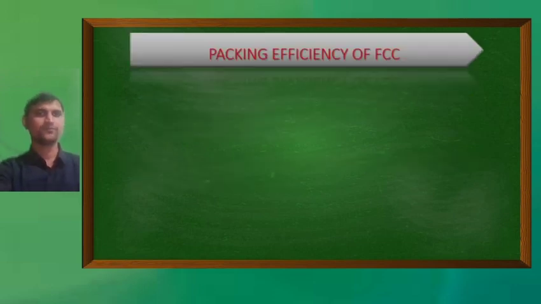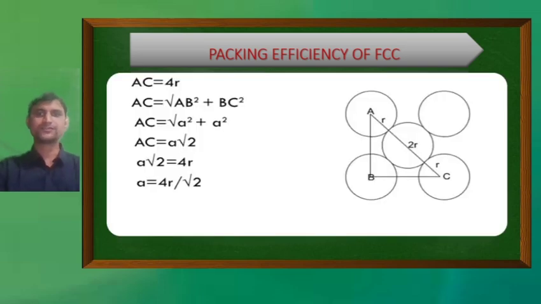Now first of all we explain the packing efficiency of FCC. FCC means face centered cubic unit cell. Now see the structural arrangement of FCC. There is AC. See the AC length, it shows 4R. And see the triangle ABC. According to the Pythagoras theorem, AC is equal to under root AB square plus BC square.